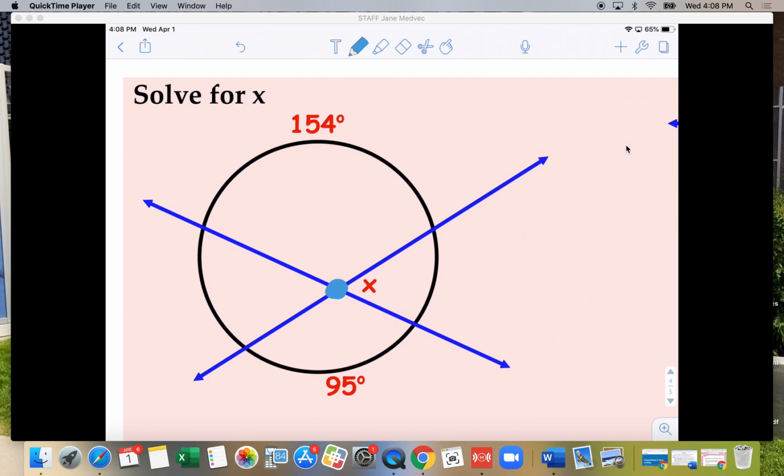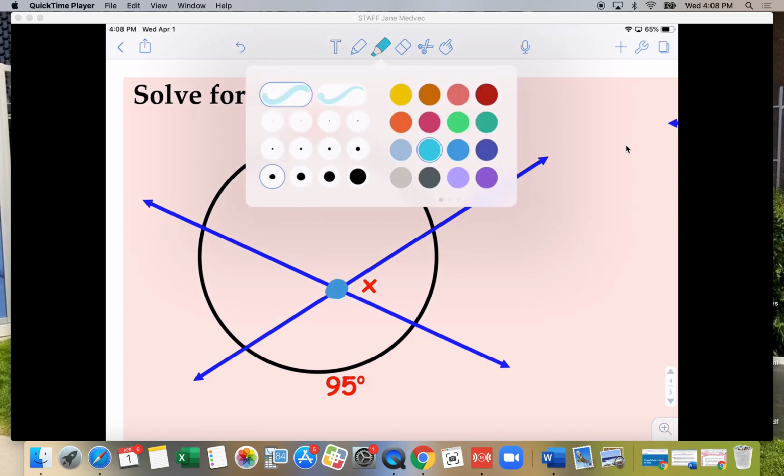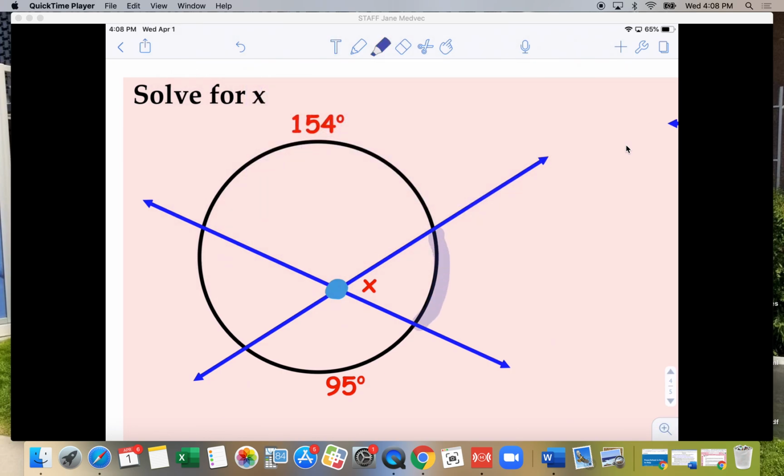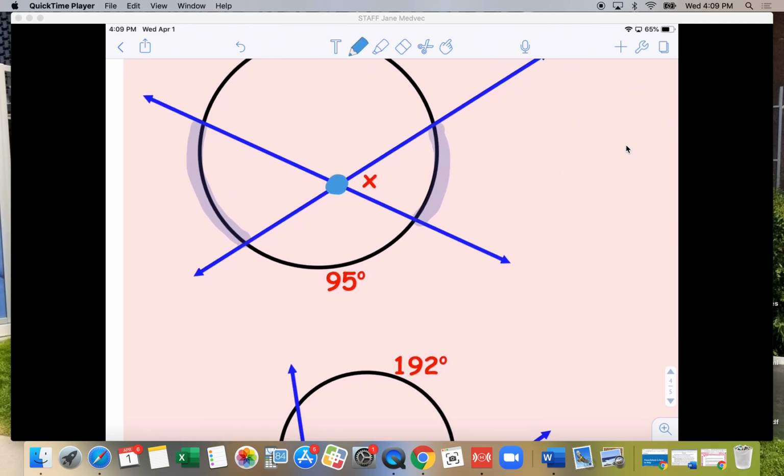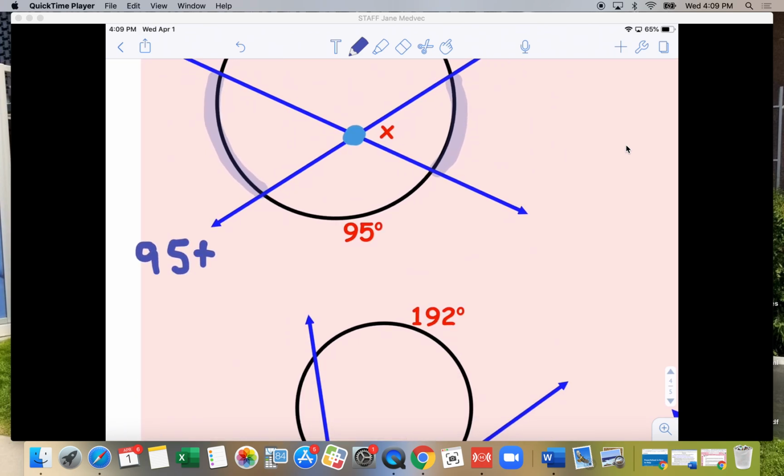Again, I'm looking at X. So if I'm looking at X, I am primarily looking at this arc and this arc, but I don't have those measures, but I can figure them out. And so this is how we're going to do that. I'm going to take 95 plus 154. So I'm going to add those 2 arcs together. And that gives me 249 degrees.